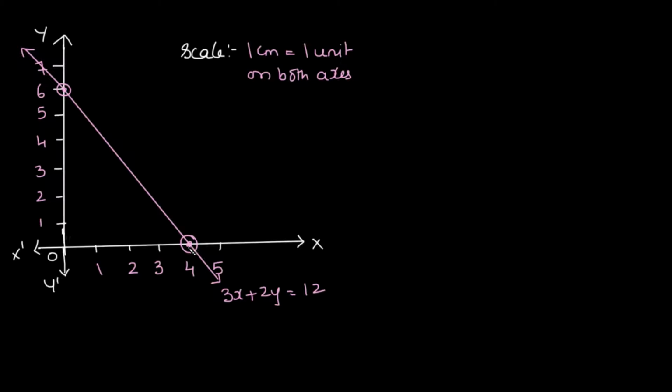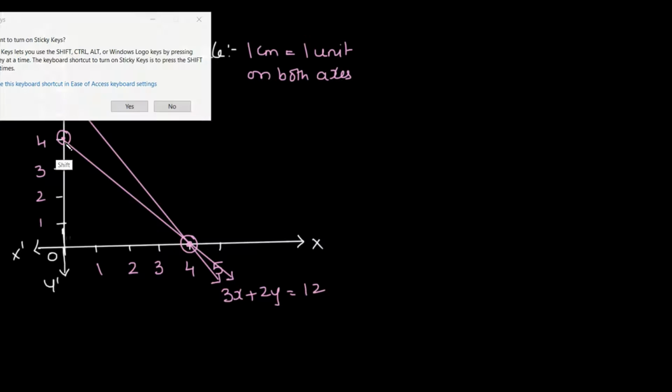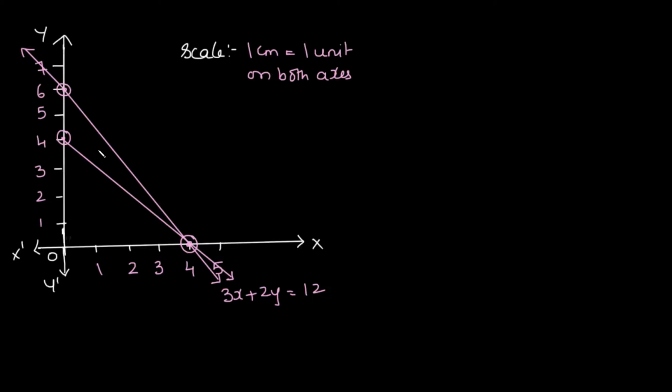So (4, 0) is one of the points on the line, and (0, 4). For the second line, we had found these points, and therefore the graph is this way. The line is this way. And the equation of the line is x plus y is equal to 4. You can write it over here.